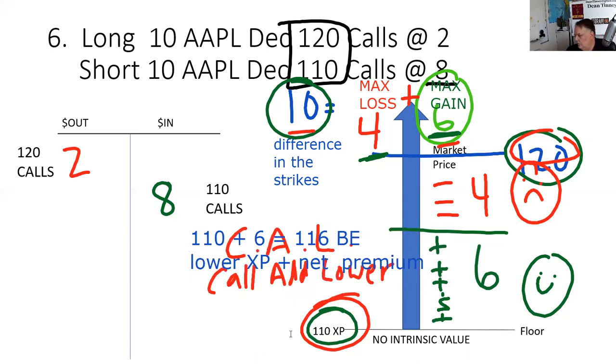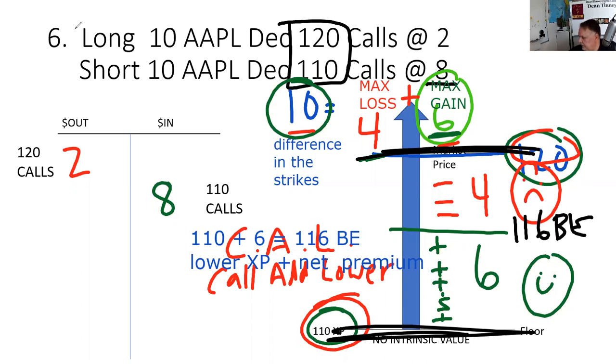The last thing we have to do is determine bullish or bearish. But before we do that, it makes sense visually that the break even here is 116. That's the whole point of the spread: I'm going to play between here. There's my ceiling, and there's my floor. I'm playing between here is the market price of Apple.